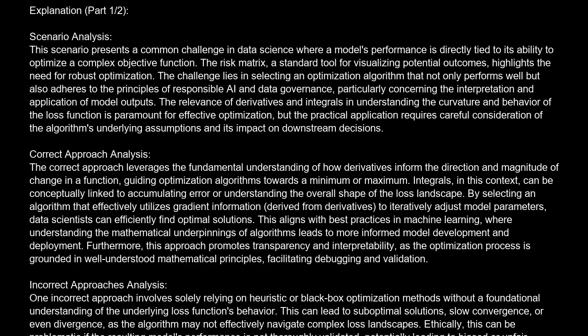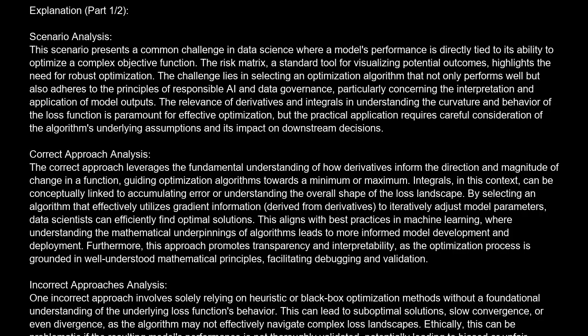Integrals in this context can be conceptually linked to accumulating error or understanding the overall shape of the loss landscape. By selecting an algorithm that effectively utilizes gradient information derived from derivatives to iteratively adjust model parameters, data scientists can efficiently find optimal solutions. This aligns with best practices in machine learning, where understanding the mathematical underpinnings of algorithms leads to more informed model development and deployment.